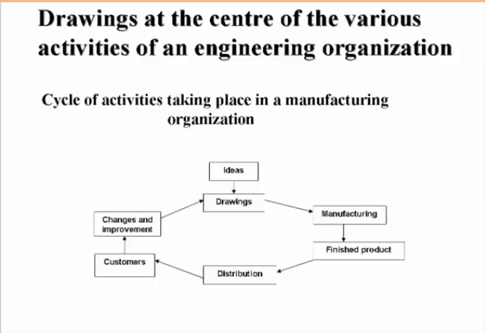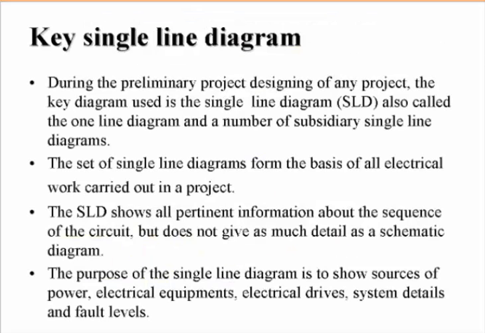Now, here's an example of drawings in an engineering organization. There are certain ideas, but for us to put the ideas into practice, the first thing that we do is to put something on a drawing, and from this drawing we can then manufacture something. You can get a finished product. We can start distributing the product, and then we go out to the customers, and feedback from the customers will give us changes and improvements of our original idea, which is now our product. So here you can see that drawings are the first step in the whole process.